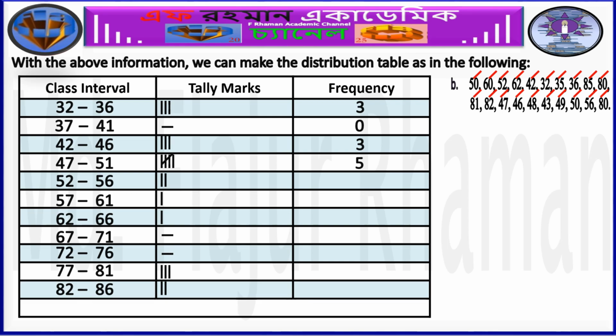And in this way we should write the frequencies 2, 1, 1, 0, 0, 3, 2, and the total is 20. Since the number of students is 20, we have drawn the frequency distribution table correctly. Let us answer the next question.